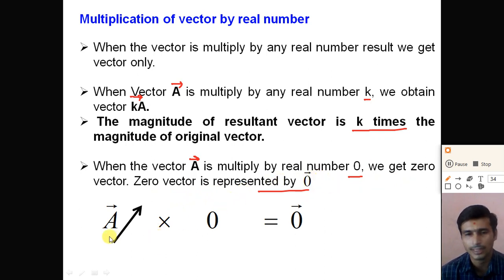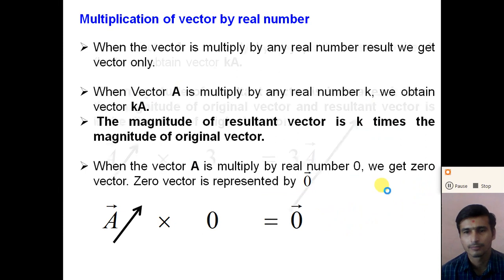So suppose, for example, we consider a vector a that has some magnitude, some length, and multiply by 0. We get a zero vector, or we can write it as 0 only. No need to represent it in the form of a vector.